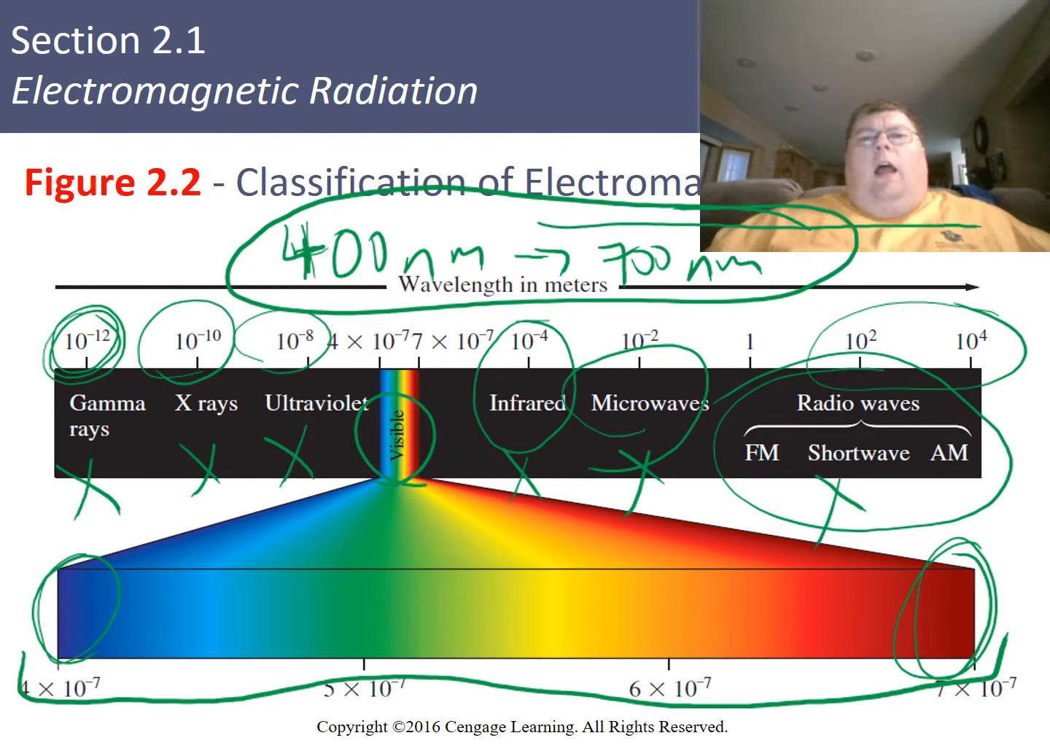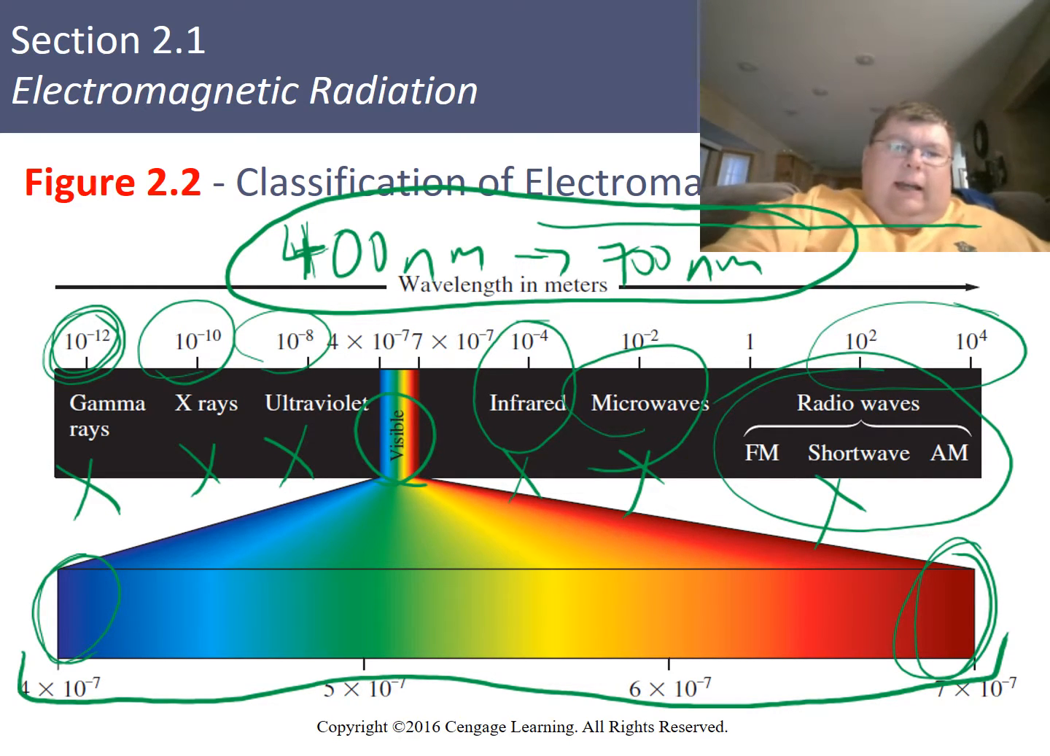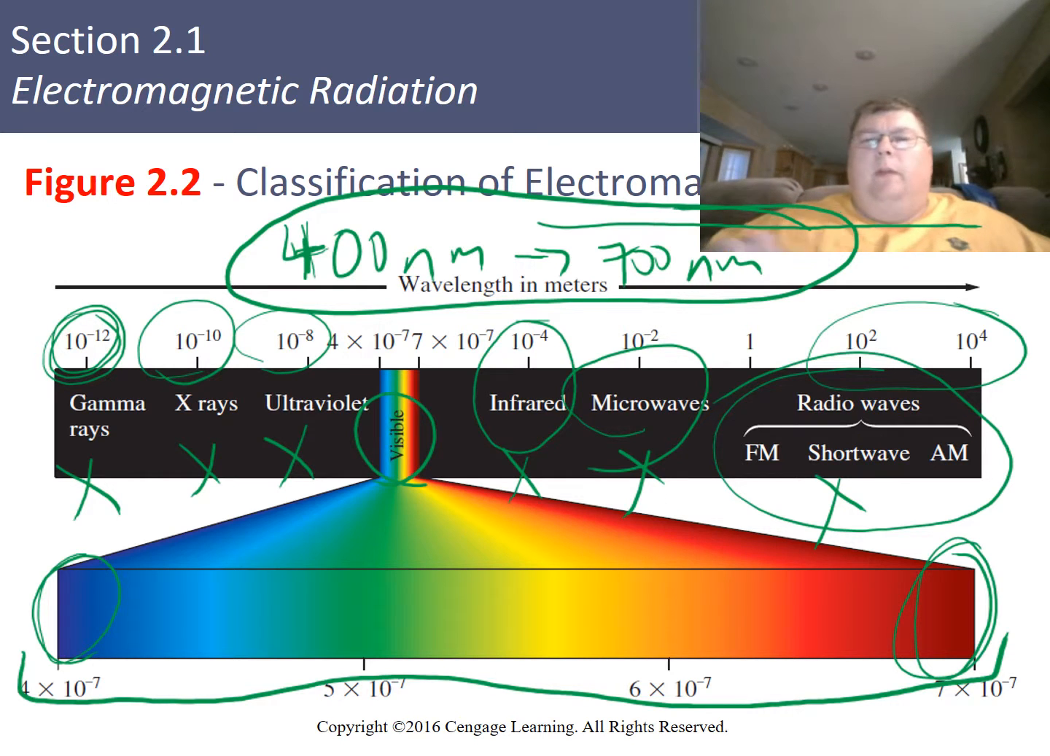Okay. Now, electromagnetic radiation falls on a spectrum, and hence what we call the electromagnetic spectrum or electromagnetic radiation. So we're going to take a look at this in terms of wavelength and frequency. So at the really, really tiny wavelengths, 10 to the minus 12, we have the things called gamma rays.